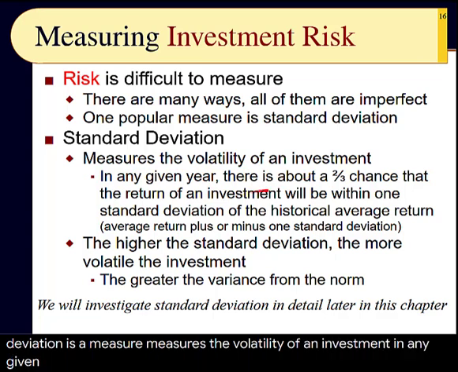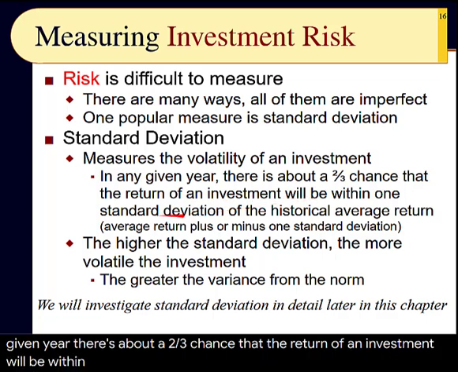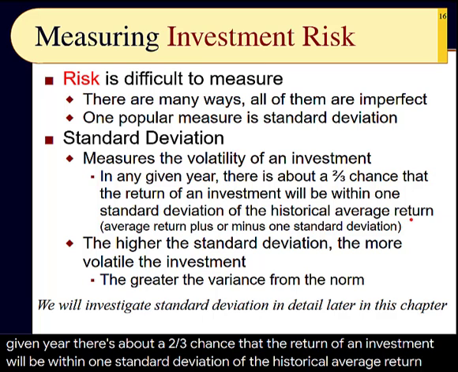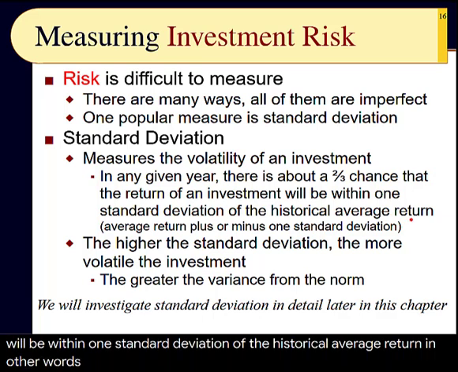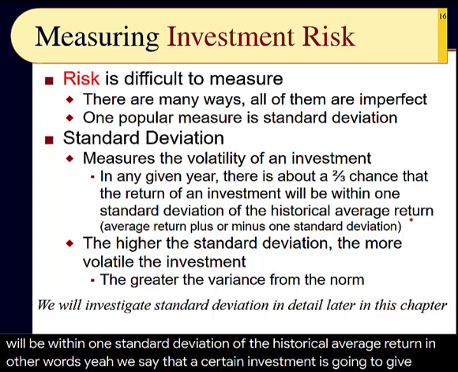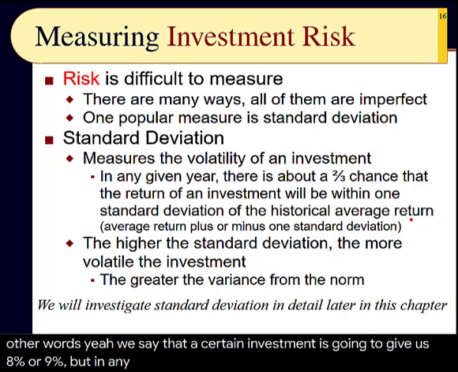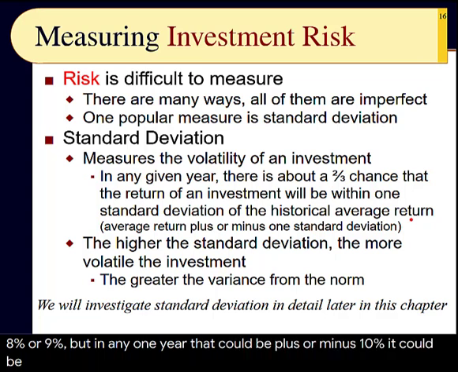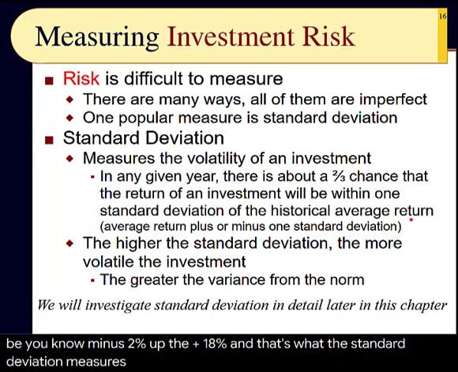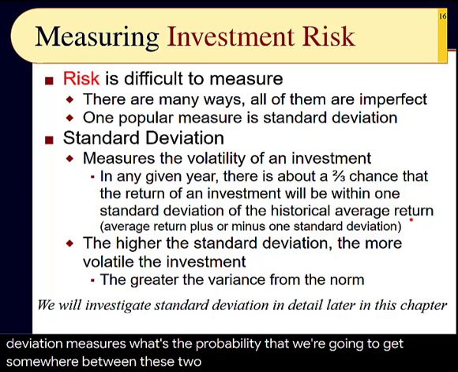In any given year, there's about a two-thirds chance that the return of an investment will be within one standard deviation of the historical average return. Huh? What does that mean? In other words, we say that a certain investment is going to give us 8% or 9%, but in any one year, that could be plus or minus 10%. It could be minus 2% up to plus 18%. And that's what the standard deviation measures. What's the probability that we're going to get somewhere between these two extremes?